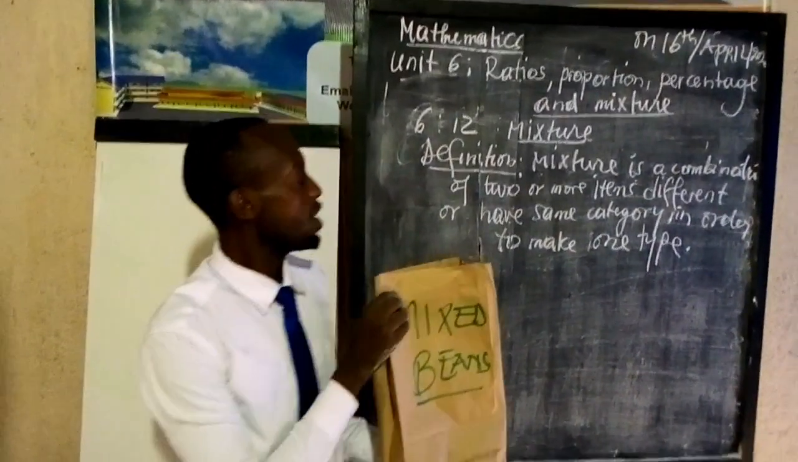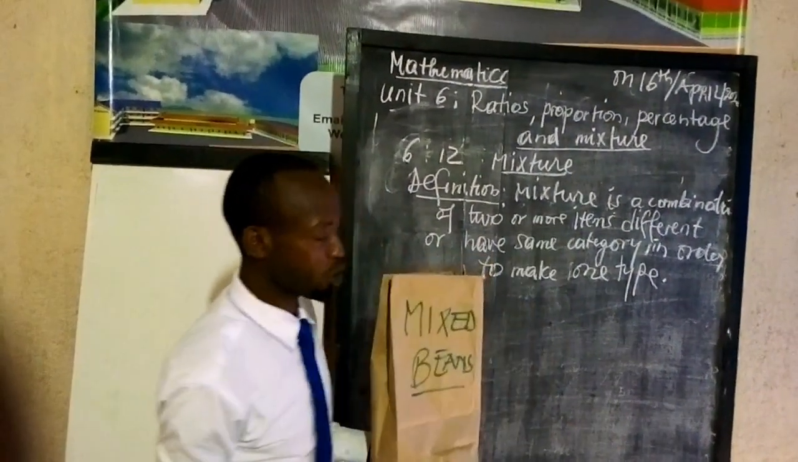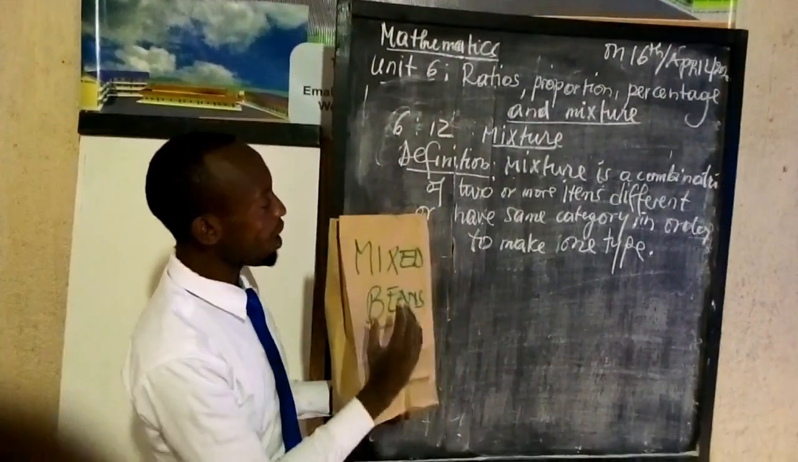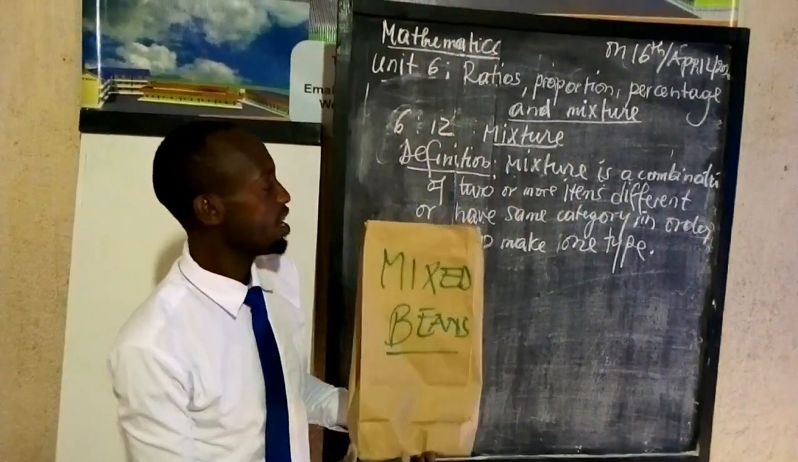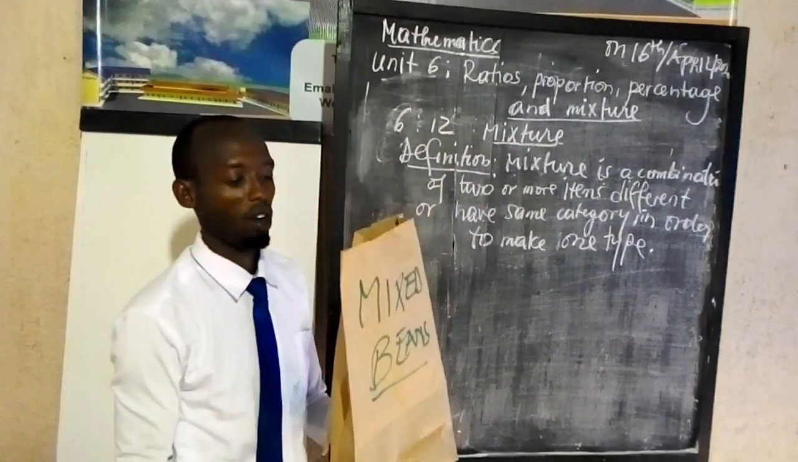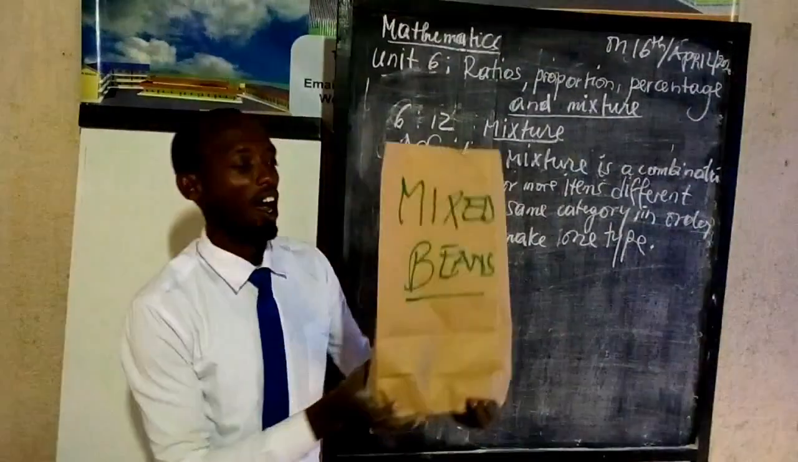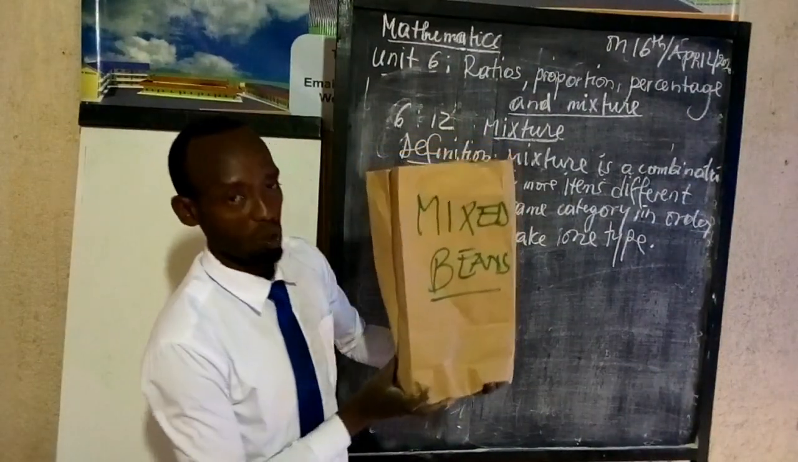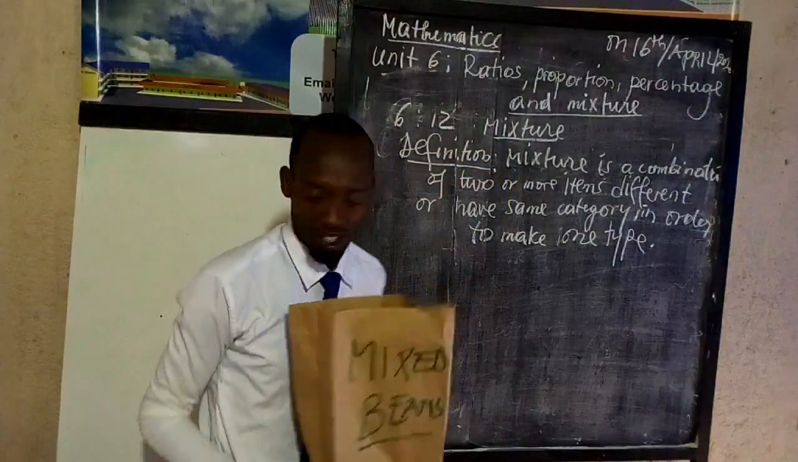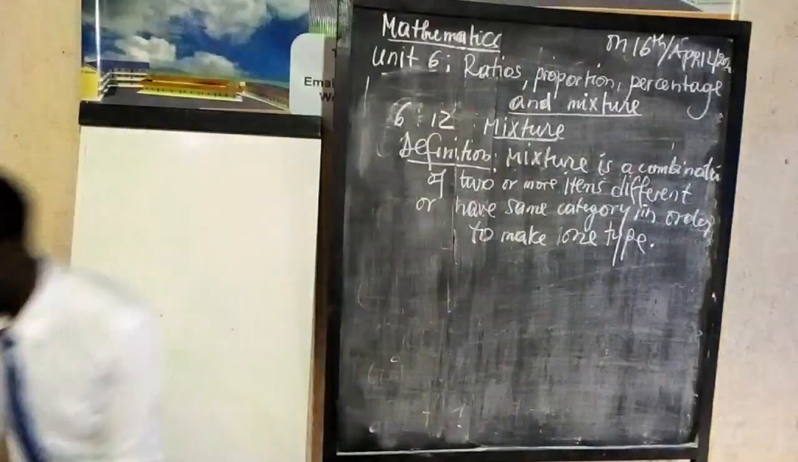The reason why we say that a mixture is a combination is that we take 2 or more things and combine them together to make one. In this package I have put together those 2 types of beans. That is the reason why we are learning about mixture.